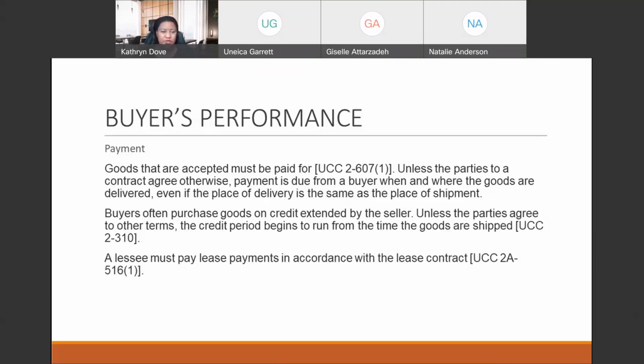Buyers often purchase goods on credit extended by the seller. Unless the parties agree to other terms, the credit period begins to run from the time the goods are shipped. And oftentimes that will happen, especially when the parties have been doing business for a long time. The seller will extend a certain amount of credit to the buyer, and the buyer doesn't have to pay immediately because they're purchasing goods on credit.